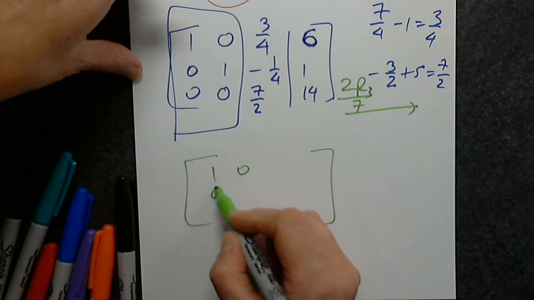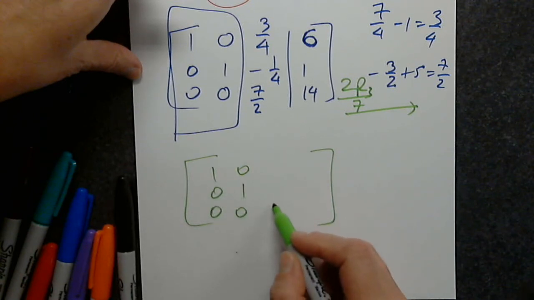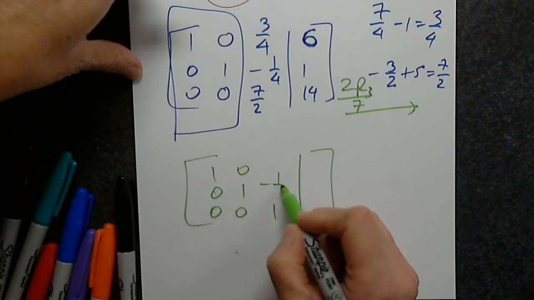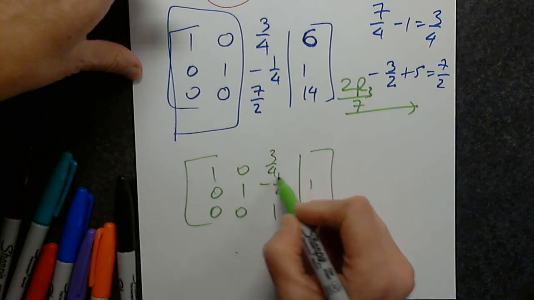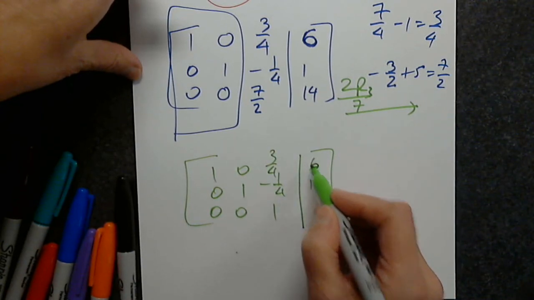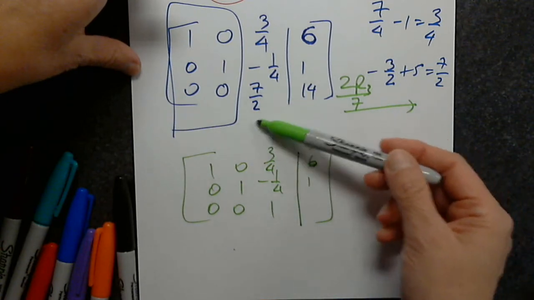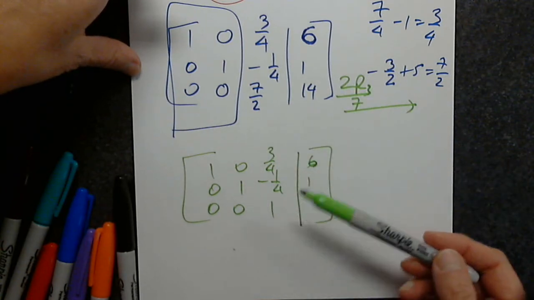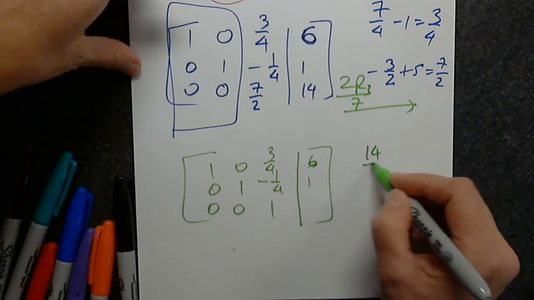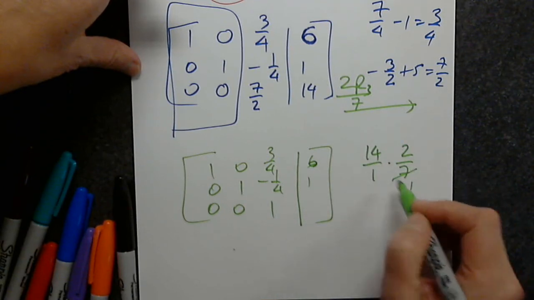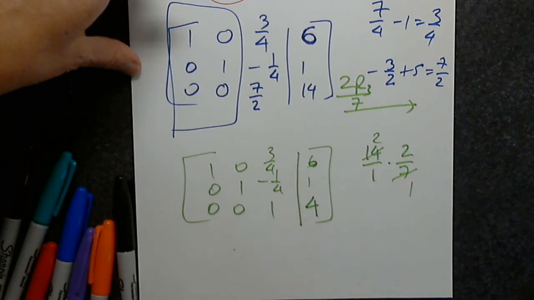So 1, 0, 0, 1, 0, 0, 1, negative 1/4, 1, 3/4, 6. Okay, so 7 over 2 times 2 over 7 is 1. What about 14? 14 over 1 times 2 over 7 is 4.